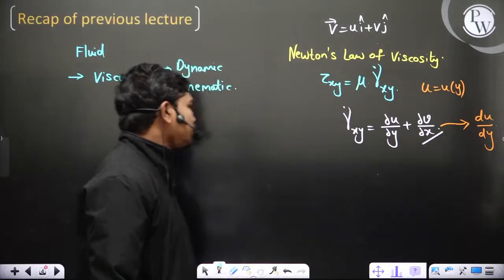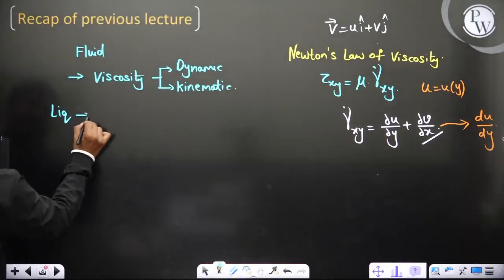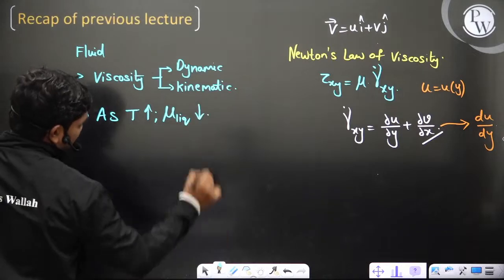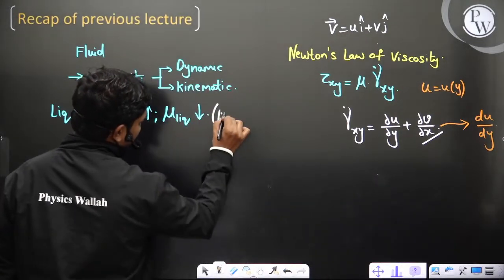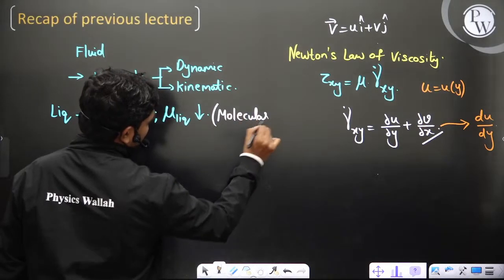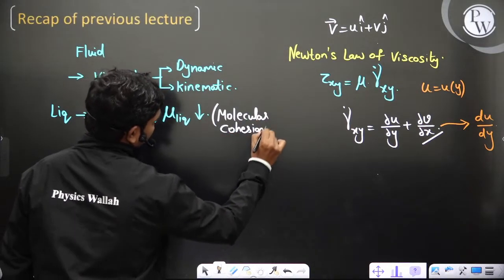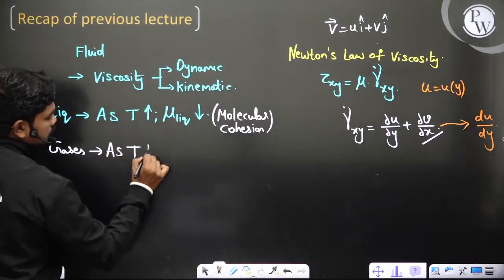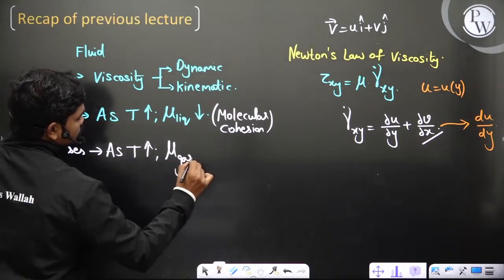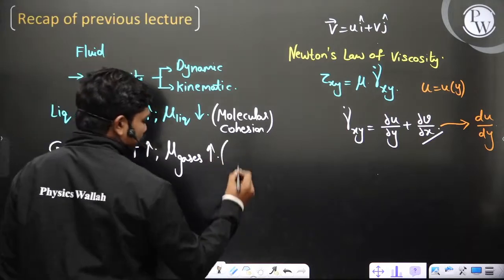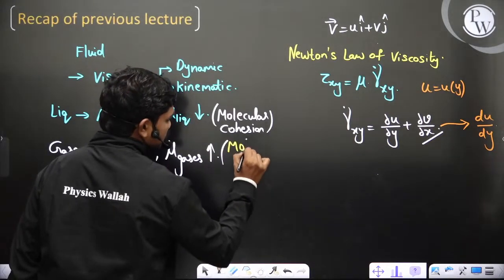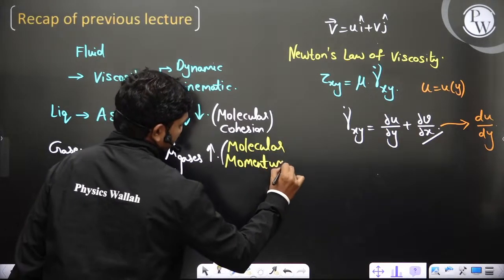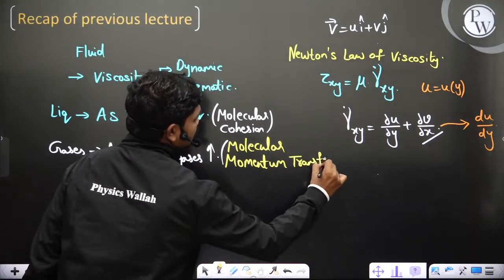Now coming to liquids, we have seen that as temperature increases, the dynamic viscosity of liquids decreases, and the main phenomenon here is molecular cohesion. In case of gases, as T increases, the dynamic viscosity of gases will increase, and here the viscosity mechanism is basically molecular momentum transfer, which is the main mechanism responsible for viscosity.